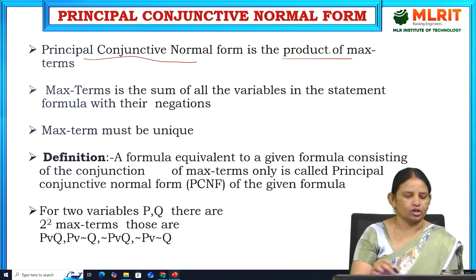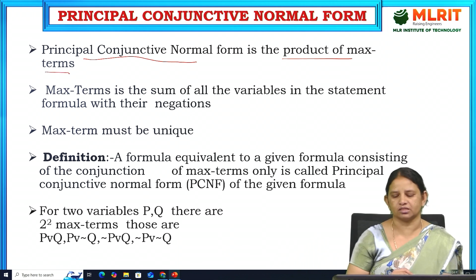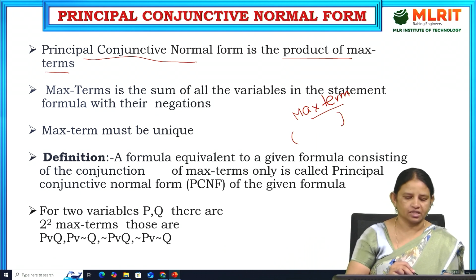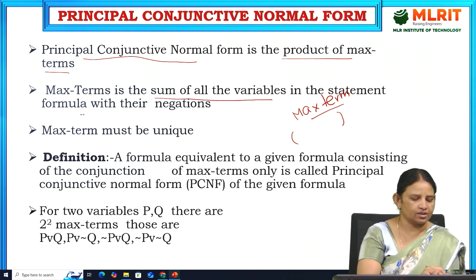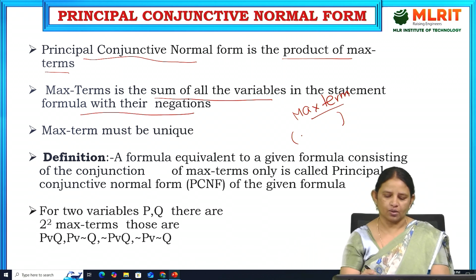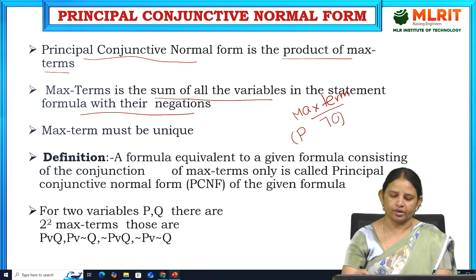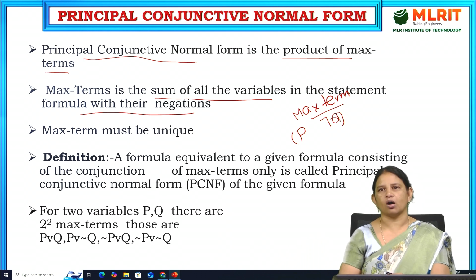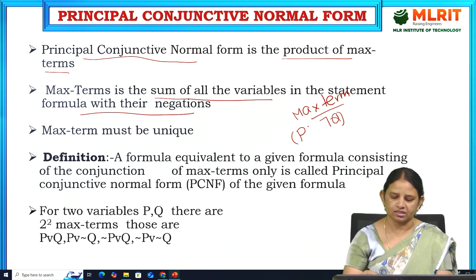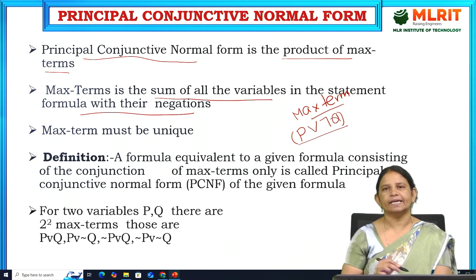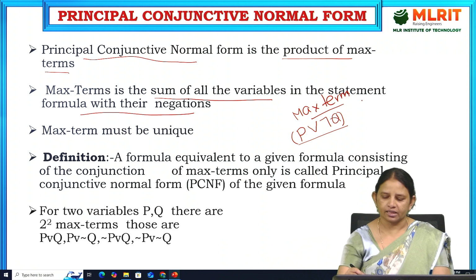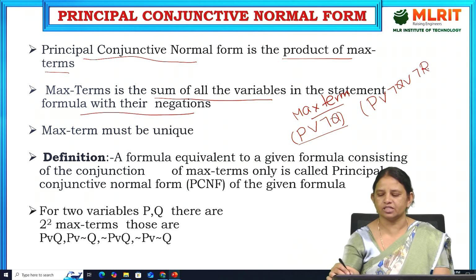PCNF is the product of max terms. What is meant by max term? Max term is nothing but the sum of the variables in the statement formula and their negation. For example, the statement formula contains the variable P and the negation of the variable Q. These terms are combined by using the connective called sum. P or negation Q is called a max term. Take another example, P or negation Q or negation R. This is also a max term.